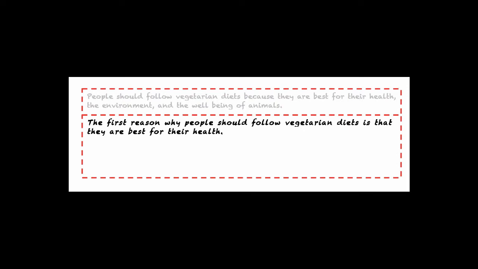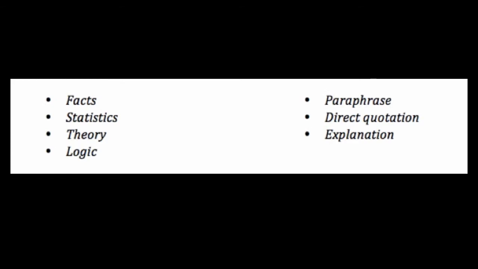Let's now move on to the rest of the paragraph and what it will contain. Okay, so the rest of the paragraph will contain sentences supporting this particular point about health. This support can be achieved by using a variety of means, including the following support types: facts, statistics, theory, logic, paraphrase, direct quotation, explanation. The support you use must be credible and acceptable to your audience.